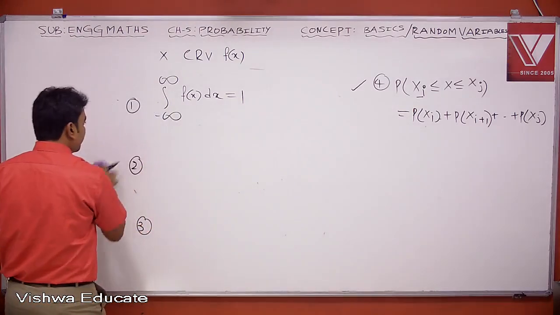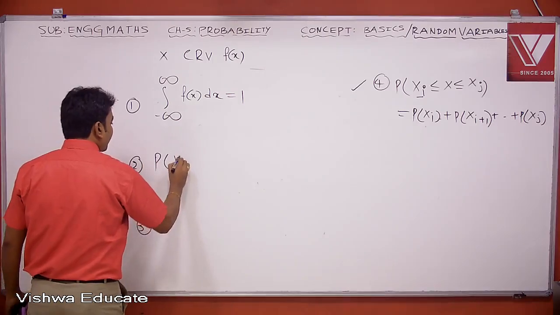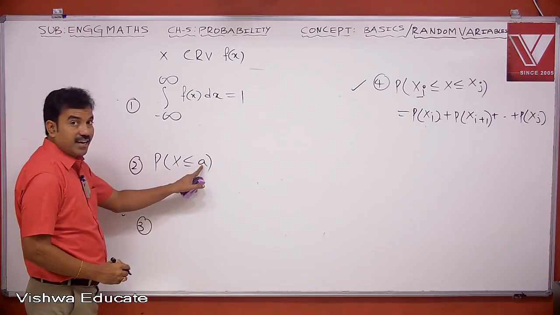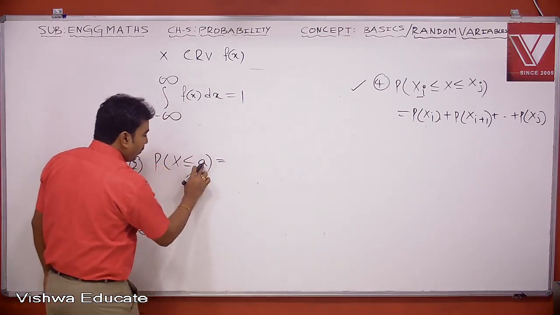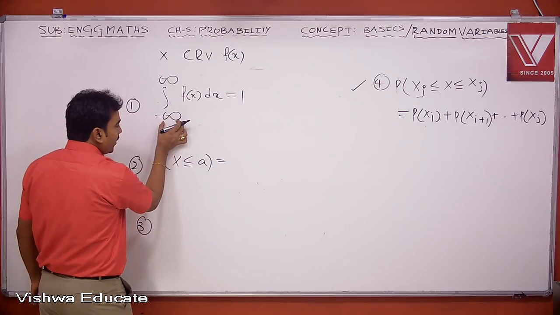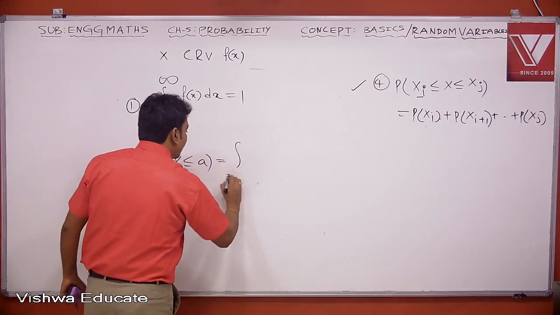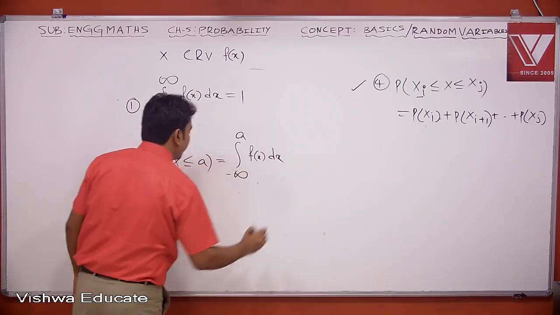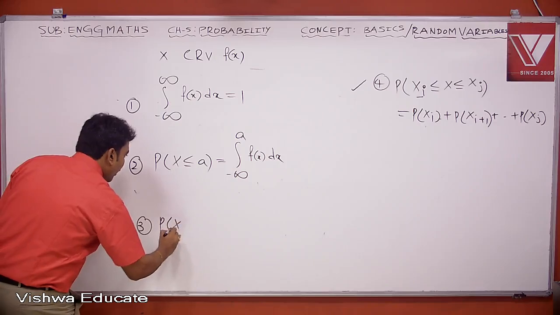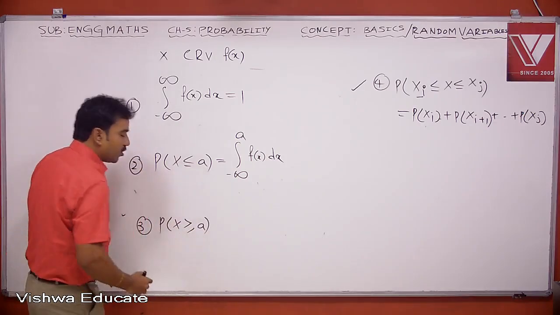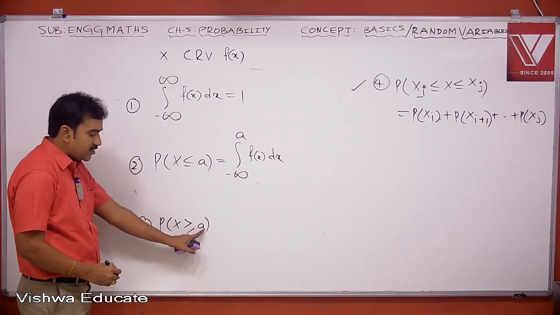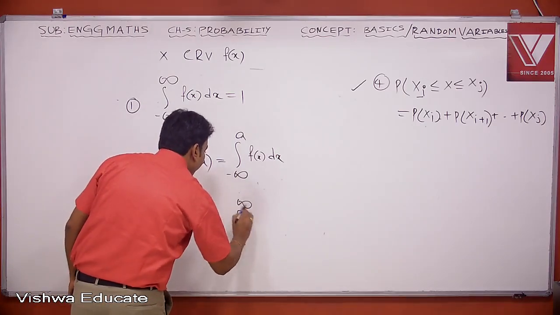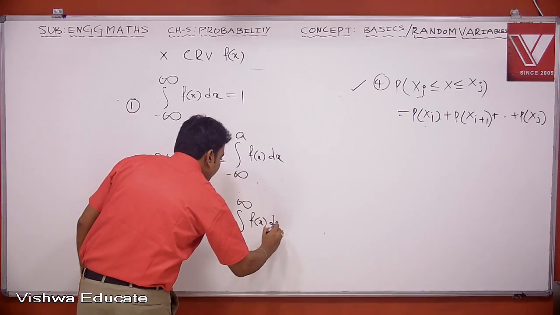Now the second expression, this is p of X less than or equal to a. Probability that the random variable X is at most a. So here the upper limit is a, but the lower limit of a continuous random variable is minus infinity. So this will be integral from minus infinity to a of f of x dx. Now the third point is p of X greater than or equal to a. So here the lower limit is a, but the upper limit is infinity. So therefore this is integral from a to infinity of f of x dx.